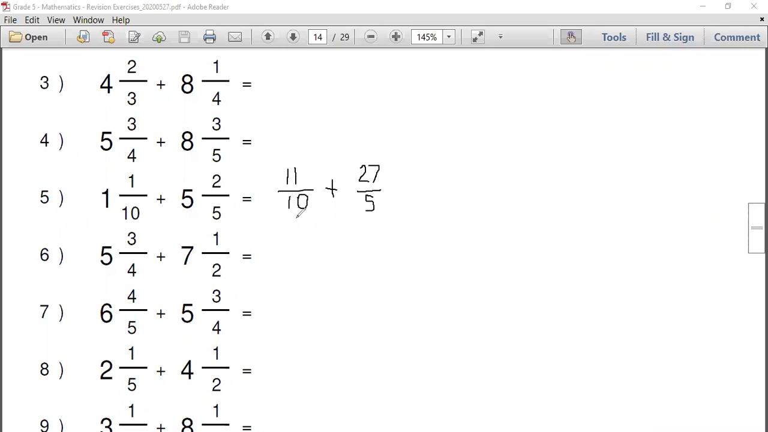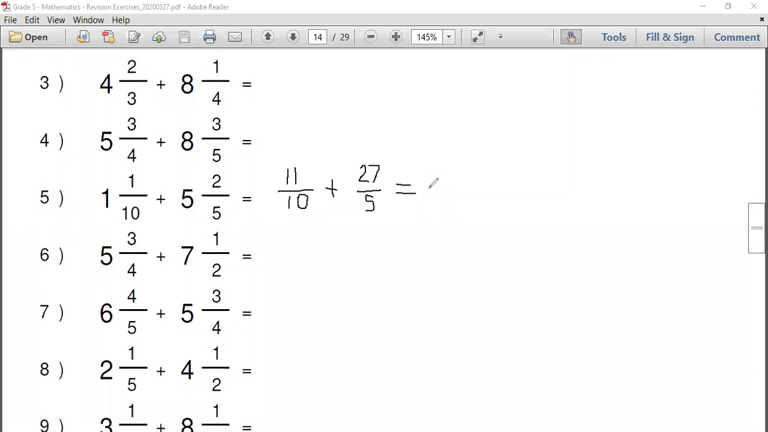Okay, are we allowed to add these two? No. Why not? Because the denominators are not the same. Okay, so how are we going to make the denominators the same? We're going to see which number has factors of 10 and 5. We'll find the smallest common multiple for 10 and 5. Yes, ma'am. Okay, and what is the smallest common multiple for 10 and 5? 10. Well done, 10.